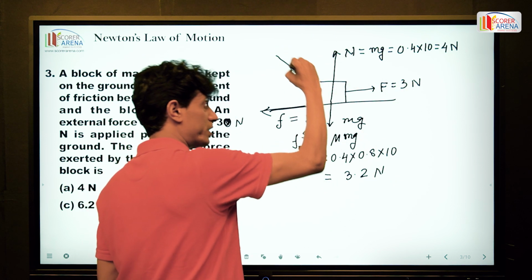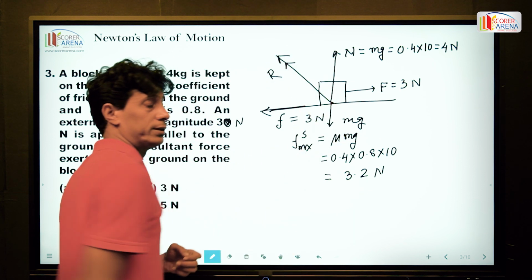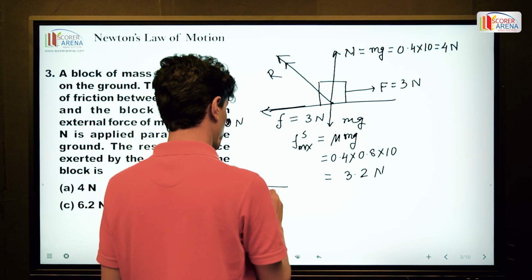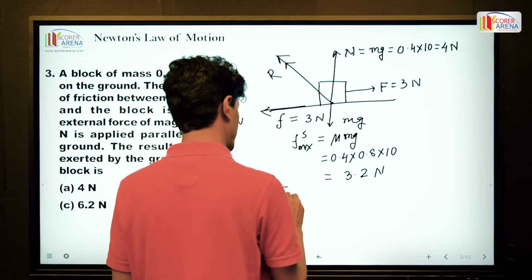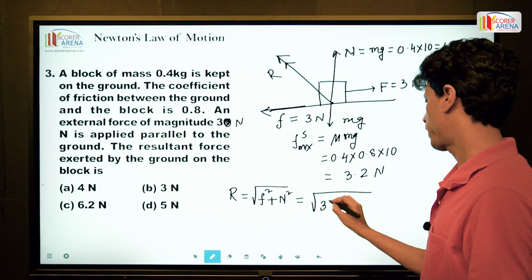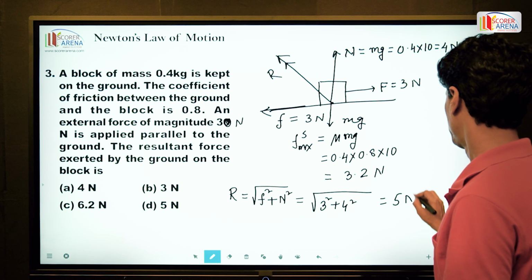So the resultant of these two contact forces is R. R is equal to root over f square plus n square. We can say root over 3 square plus 4 square, which is equal to 5 Newton.